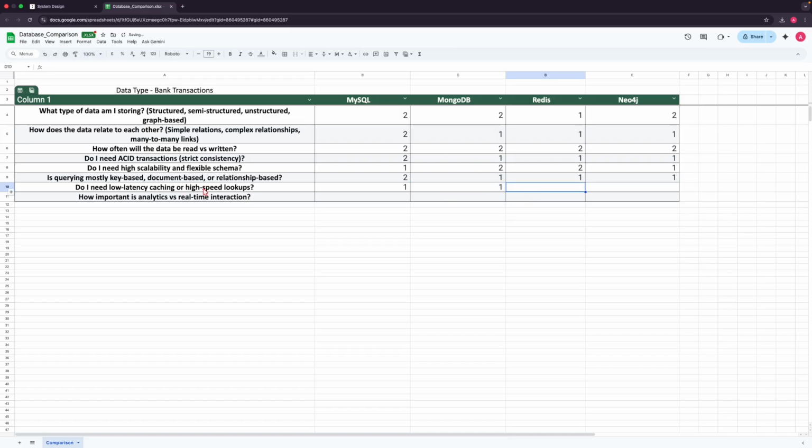If only this was the criteria, then definitely Redis would have given me these features. So that's the reason I'm giving it a 2. And Neo4j is the same, I'm giving it a 1.